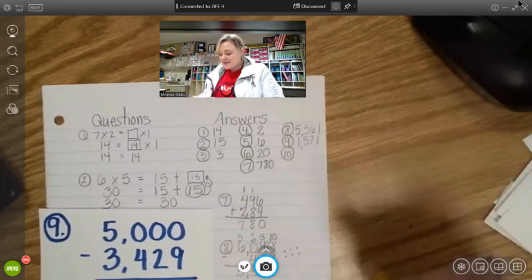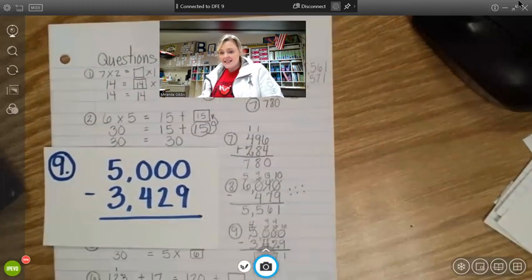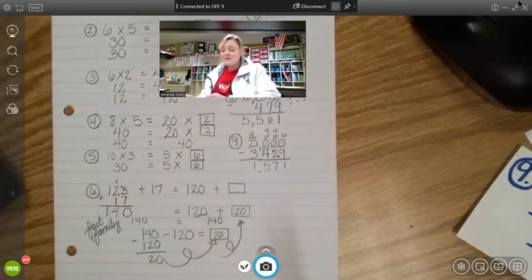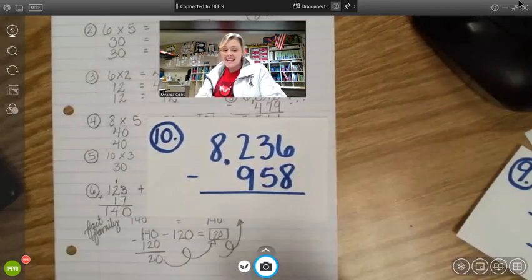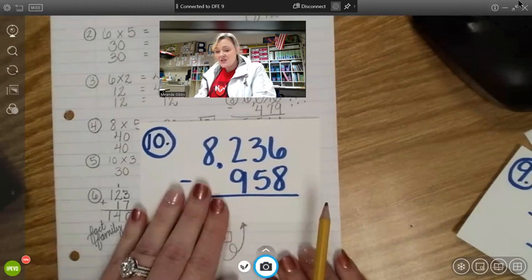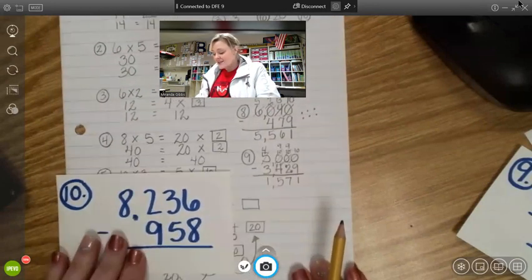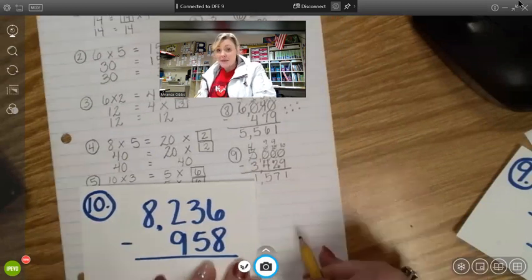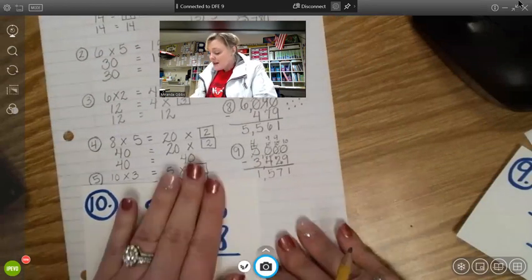1,571. All right. Now it's time to go to the last challenge problem for this math around the room, which was number 10. Write the problem down and solve on your own, and then come back and we'll check. All right, ready? Here we go. 8,236. So I have a little bit of space, and yes, I'm going to go over the pink line, but I'm going to be really neat, so it will be okay.